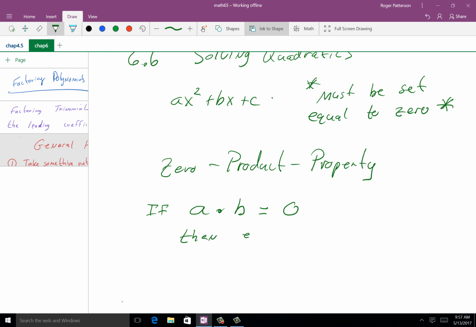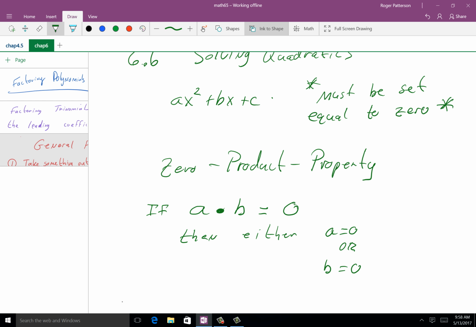So let's say we're going to solve this equation, and it's written in what we call factored form. The only difference is now I have equal to 0. So the zero product property says either x plus 3 is equal to 0, and I forget about this one, or x minus 2 is equal to 0, and I forget about that one. Because it doesn't matter, one of those has got to be equal to 0.